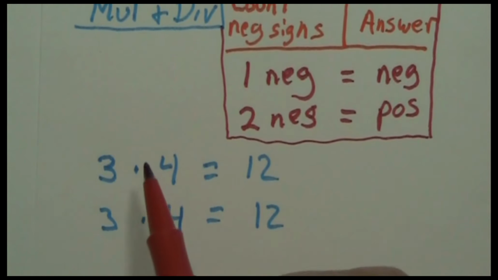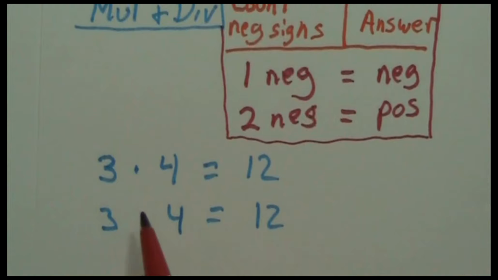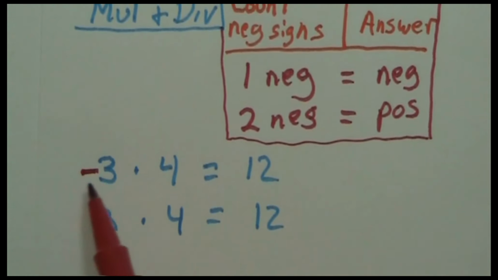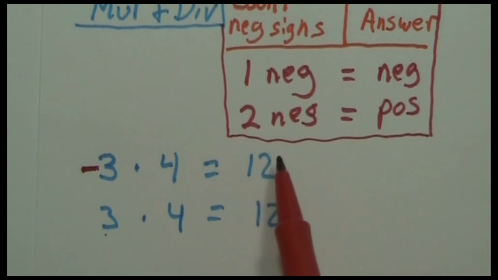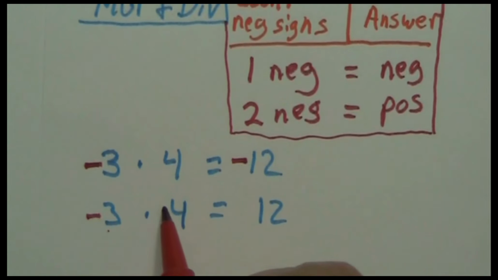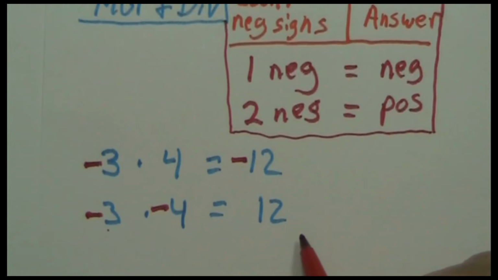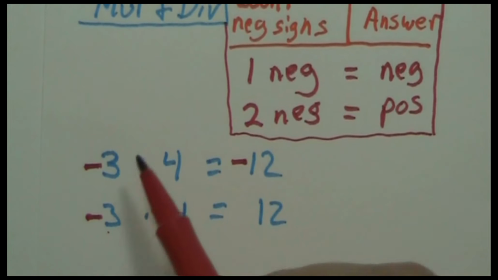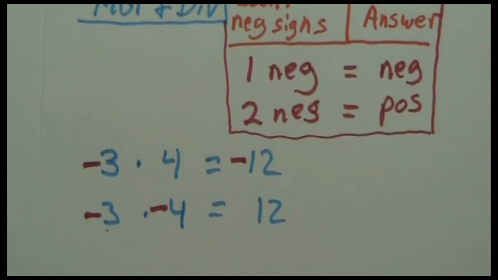Okay, since this is simple, we have 3 times 4 is 12. So the question is, what happens if we have one negative? There's one negative sign. That means our answer will be negative. If there are 2 negative signs, then our answer is just positive. So that is how you know. One negative, negative; 2 negatives cancel. It's just positive.